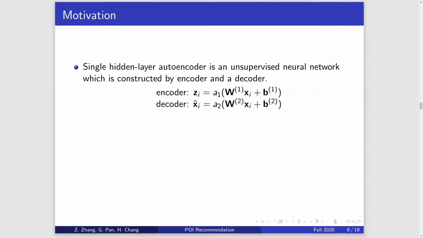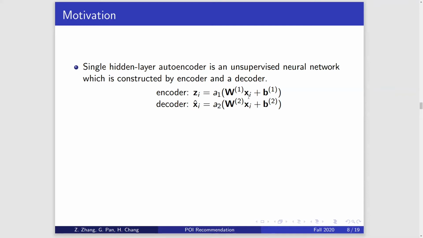Before introducing the proposed method, let me introduce what an autoencoder is first. A single hidden layer autoencoder is an unsupervised neural network which is constructed by an encoder and a decoder. The encoder contains one activation function that maps the input data to the latent space. And the decoder also has one activation function that maps the representation in the latent space to the reconstruction space. Here are the formulas of the encoder and decoder.